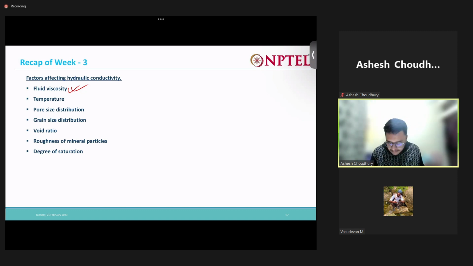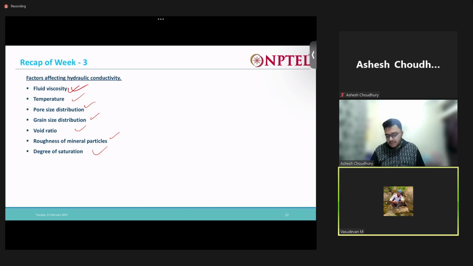A similar relation comes with temperature. So these are the various factors that affect our hydraulic conductivity: the temperature, and the pore size distribution. If the pore sizes are big, then the hydraulic conductivity, the permeability, will be higher. If the void ratio is more, meaning more voids, it will be higher. And roughness of mineral surfaces: if the surfaces are rough, then the hydraulic conductivity or the permeability will be lower.